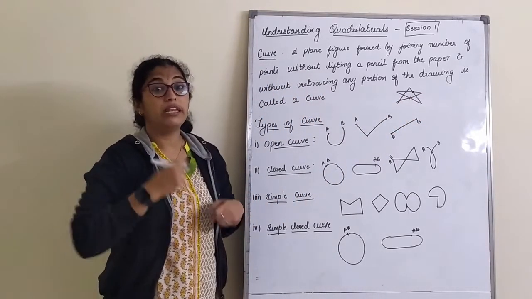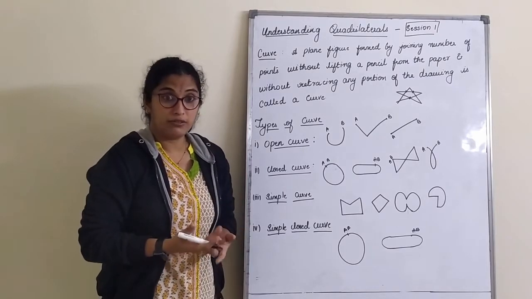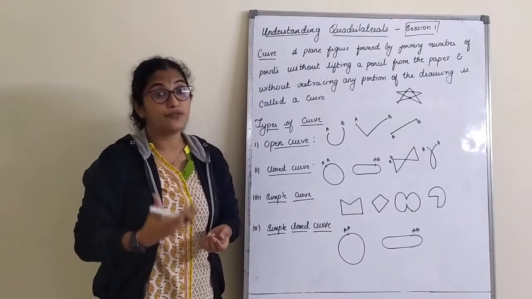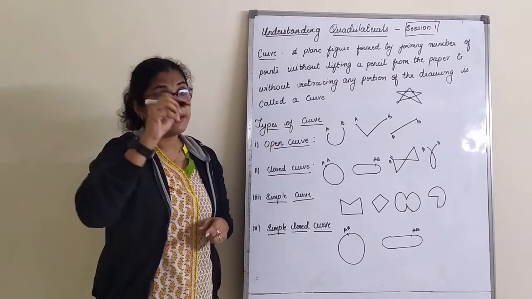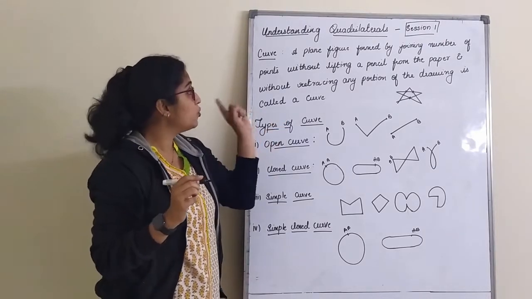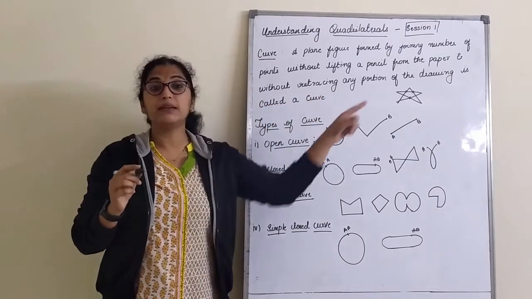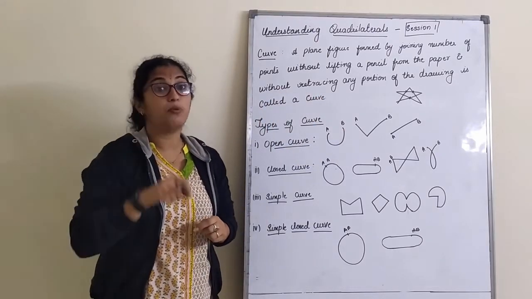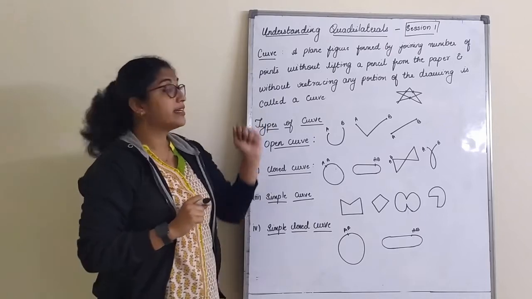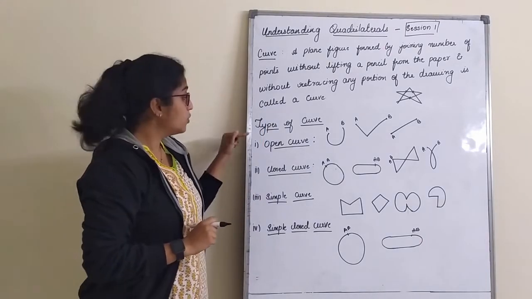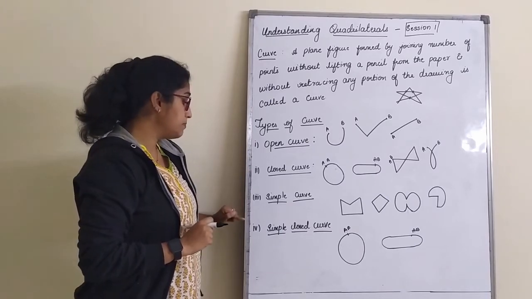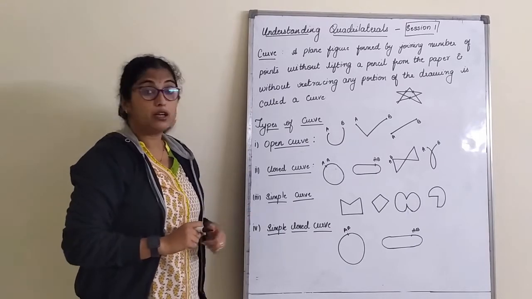That means if I have to lift my pencil, then it is not a curve. A curve is formed by joining a number of points without lifting the pencil from the paper and without retracing any portion of the drawing, except the point where we have started. That is called a curve. So we have different types of curve: open curve, closed curve, simple curve and simple closed curve.